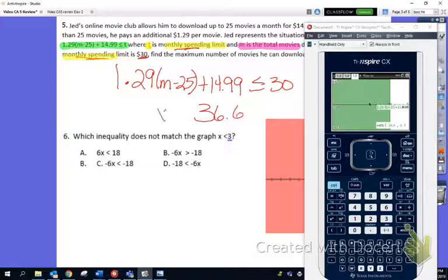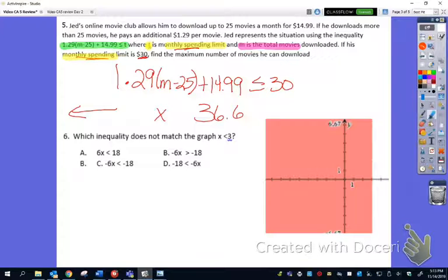36 and 6/10. Now it's shaded this direction. So if it's shaded that direction, remember that you're going to use that inequality, so less than, and it has a line, so less than or equal to.